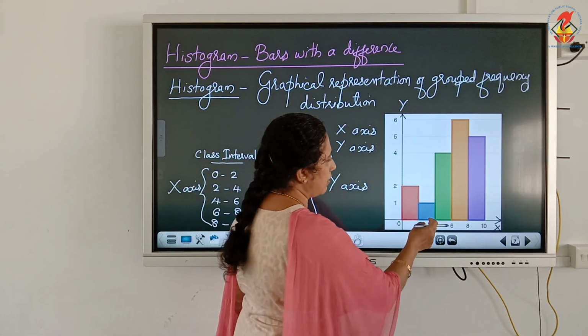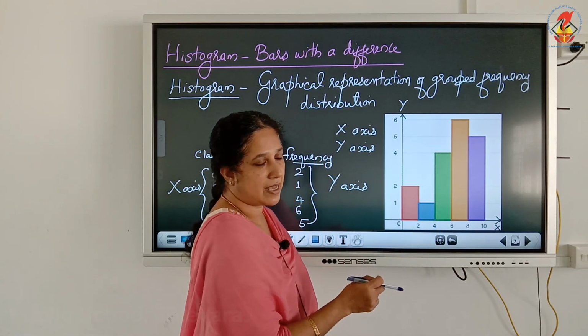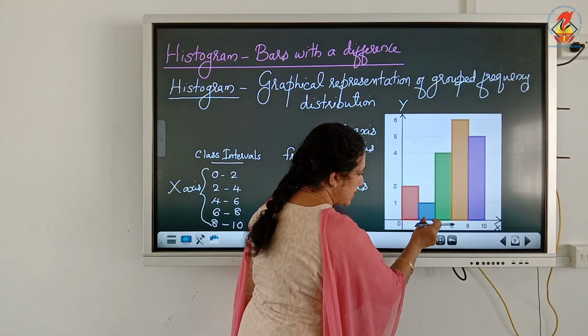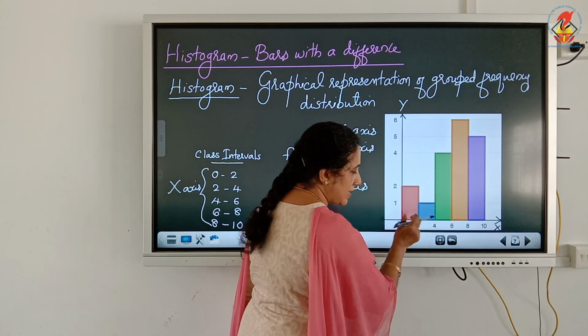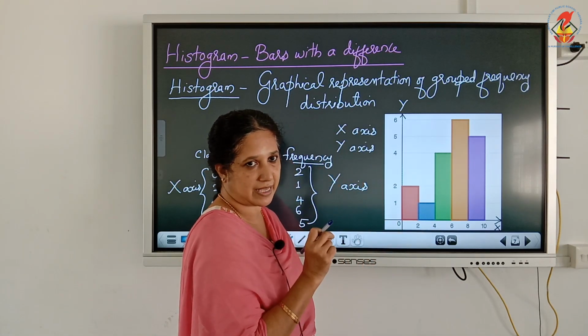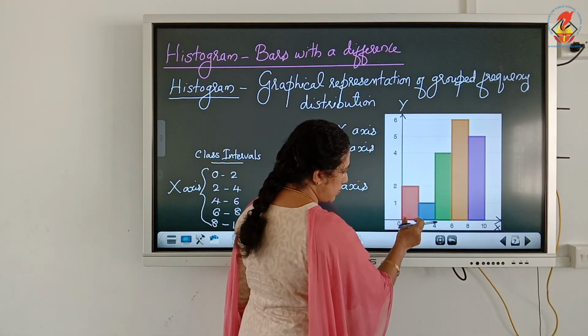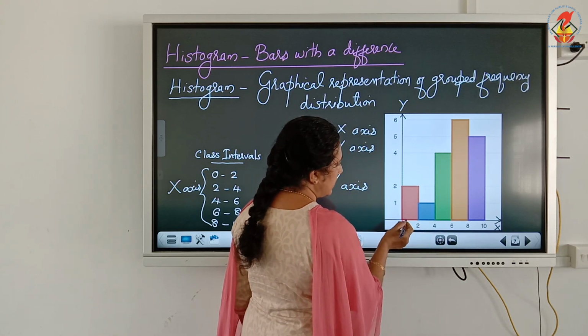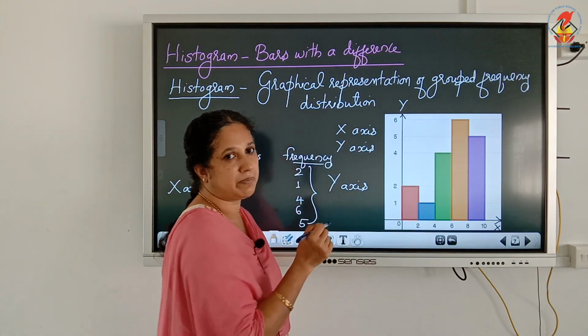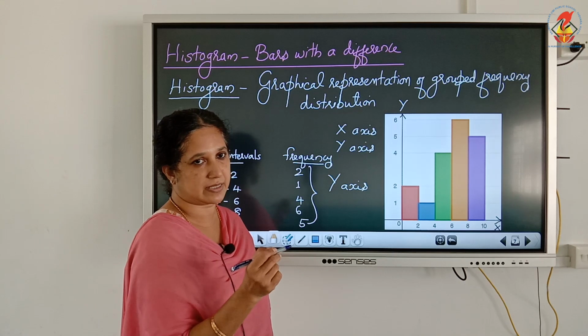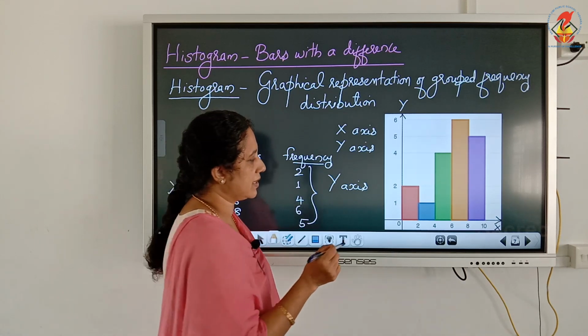Here also we have to draw vertical bars, and the width of the bar should remain the same because the size of the class intervals remains the same. Therefore the width of the bar also remains the same. And the height of the bar corresponds to the frequency of each class interval.